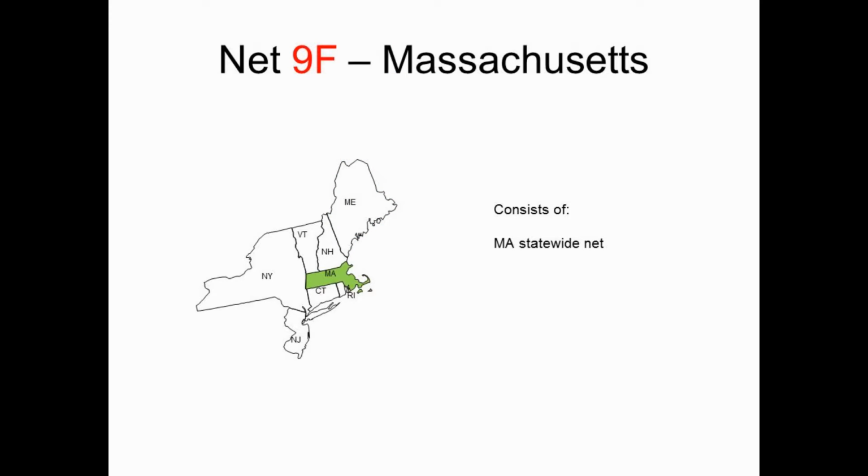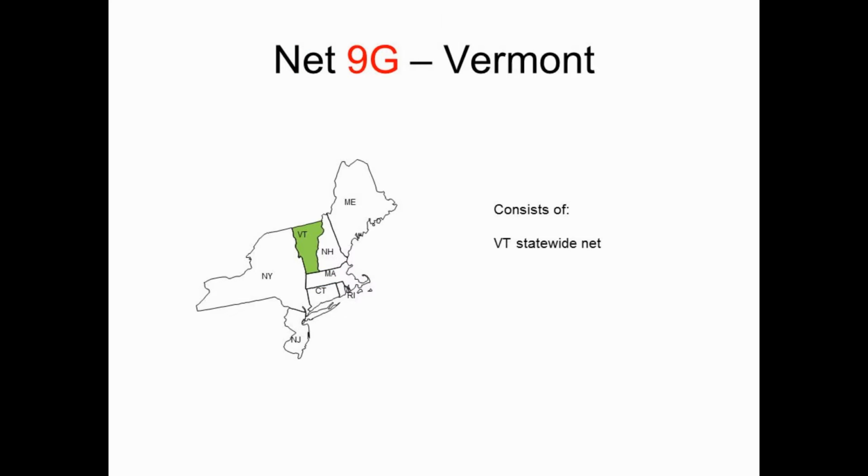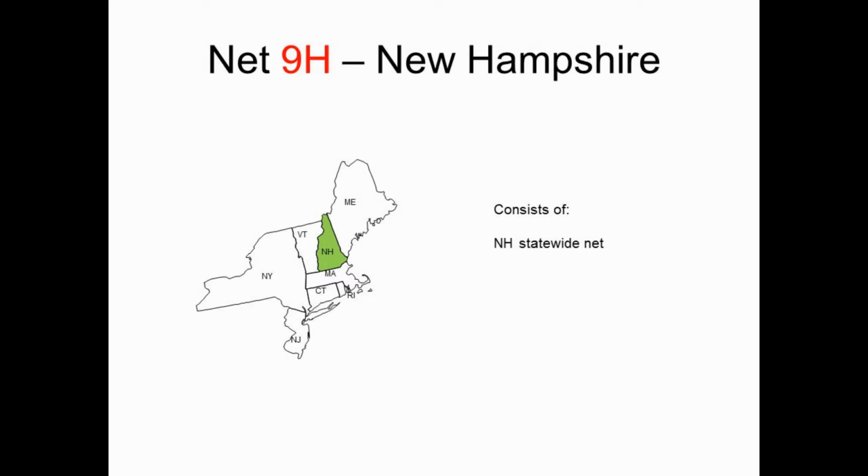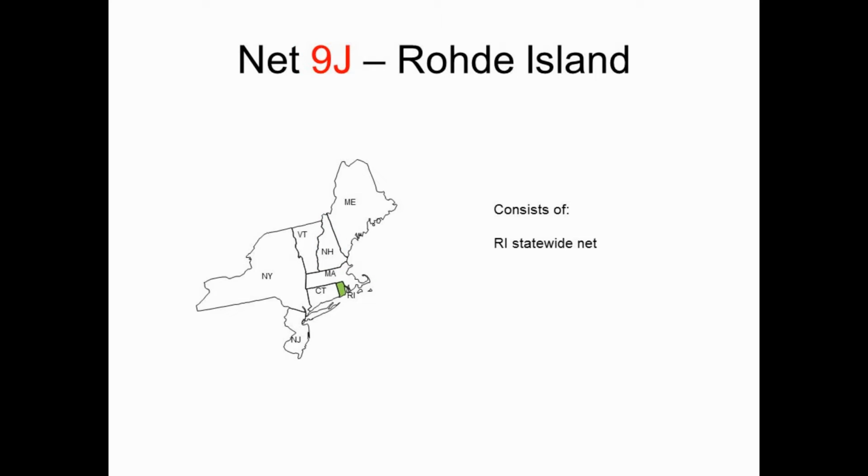The 9 Foxtrot net is the Massachusetts state net. The 9 Golf net is the Vermont state net. The 9 Hotel net is the New Hampshire state net. The 9 Juliet net is the Rhode Island state net.